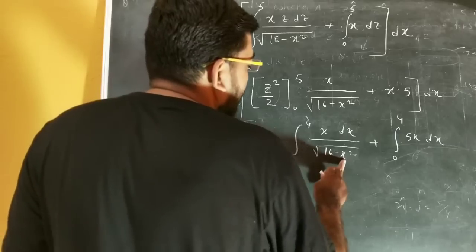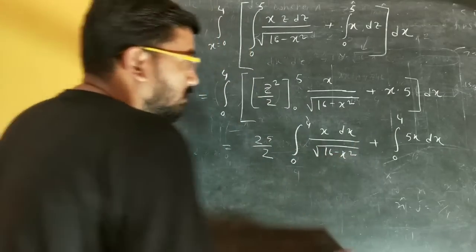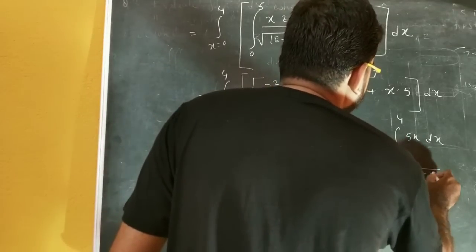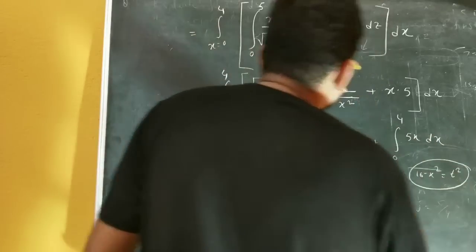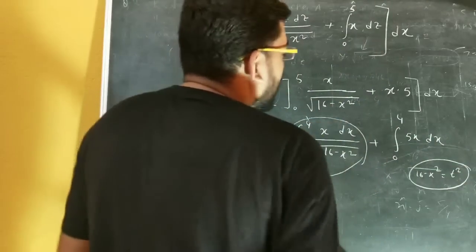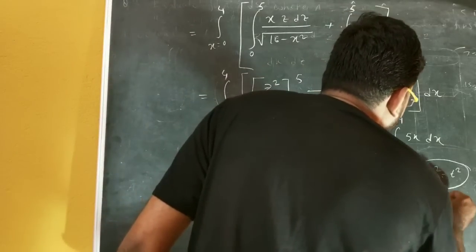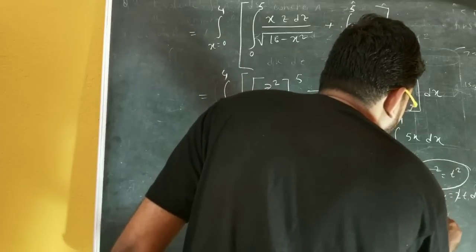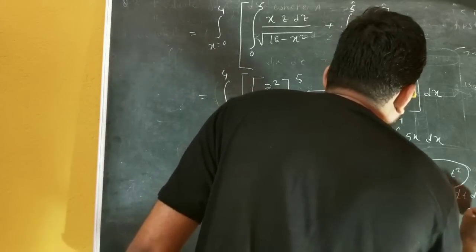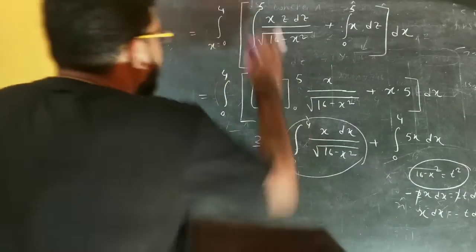You can take this 16 minus x square as t square. So 16 minus x square is equal to t square. Then you can solve this integration, and this is just a definite integration, you can solve easily. Here you can see that minus 2x dx is equal to 2t dt. So this 2 will cancel out, and it will be just x dx is equal to minus t dt. Now let me give you the complete solution.